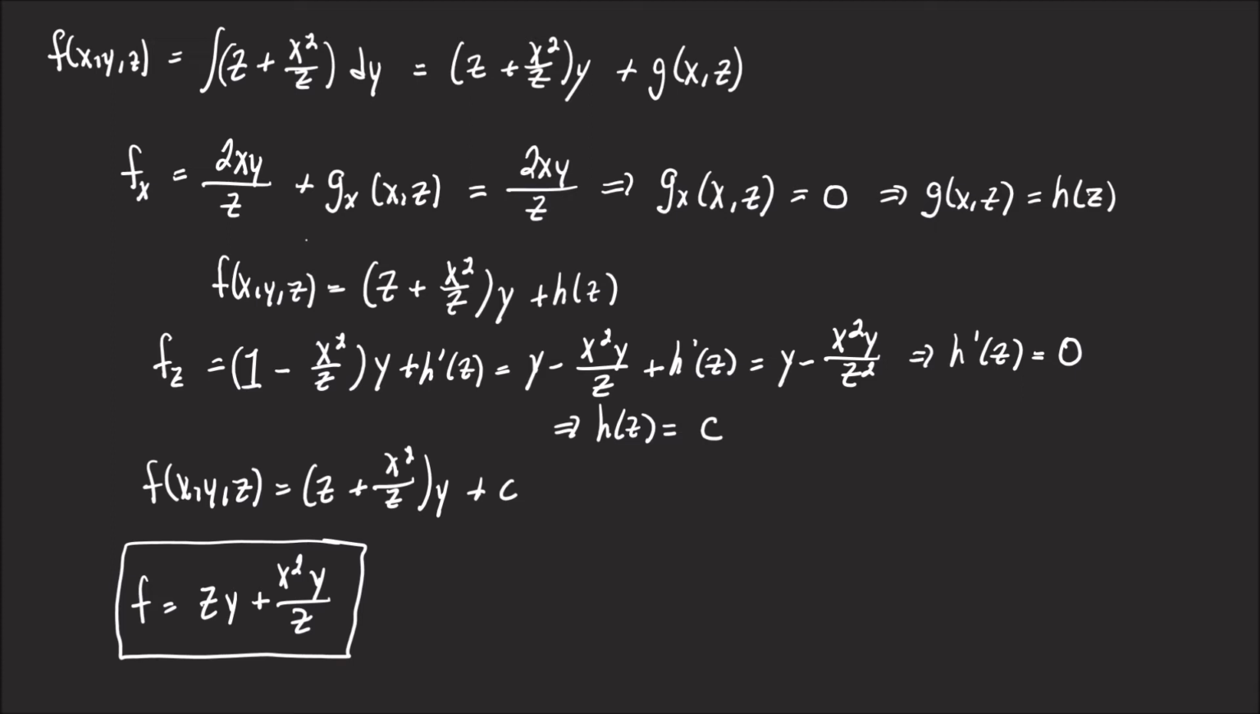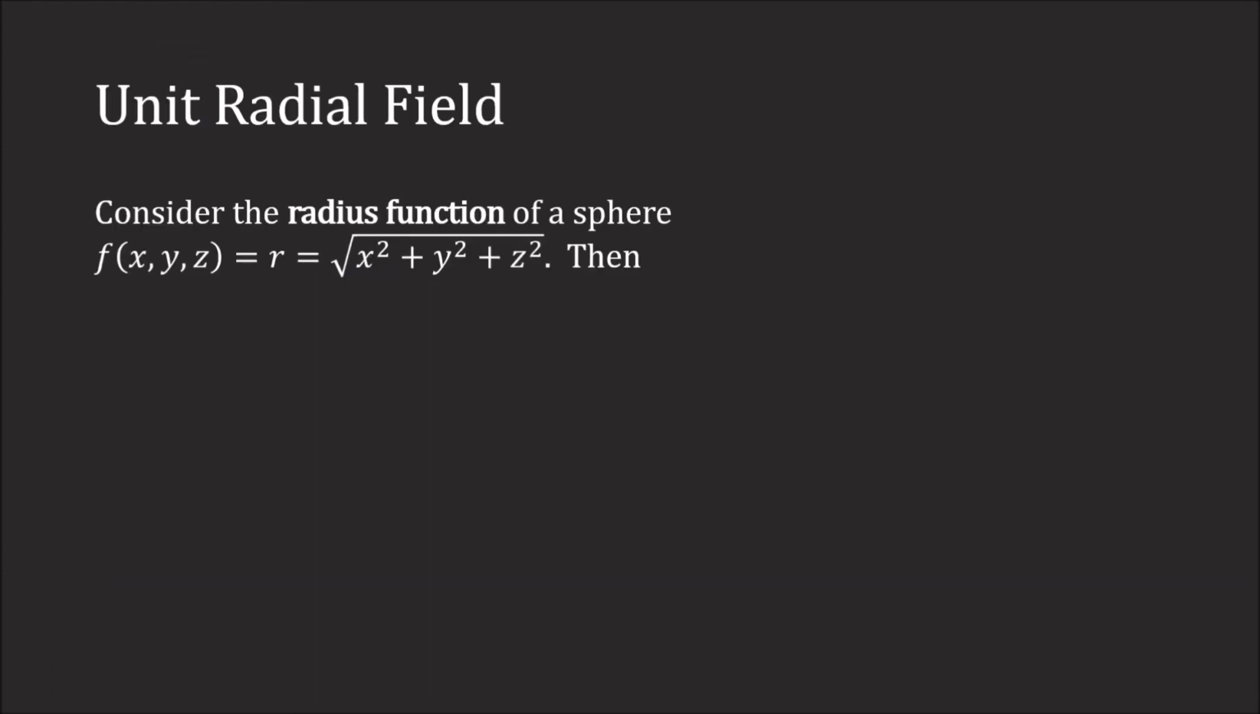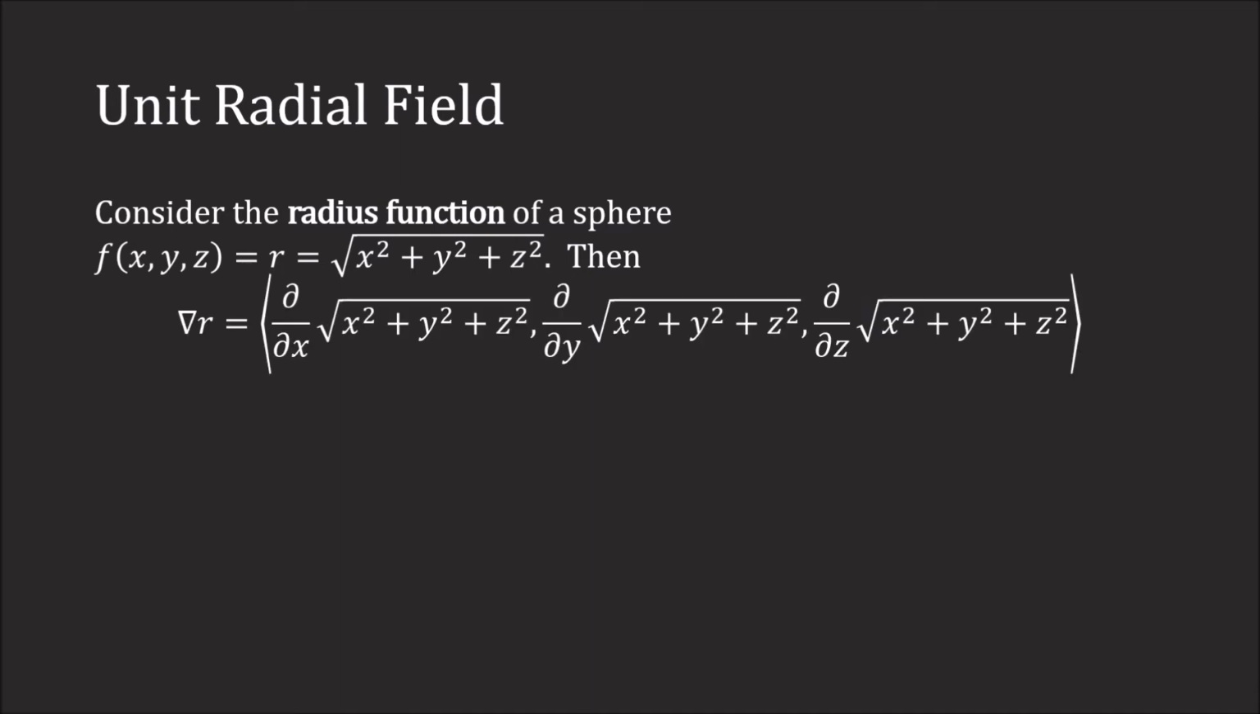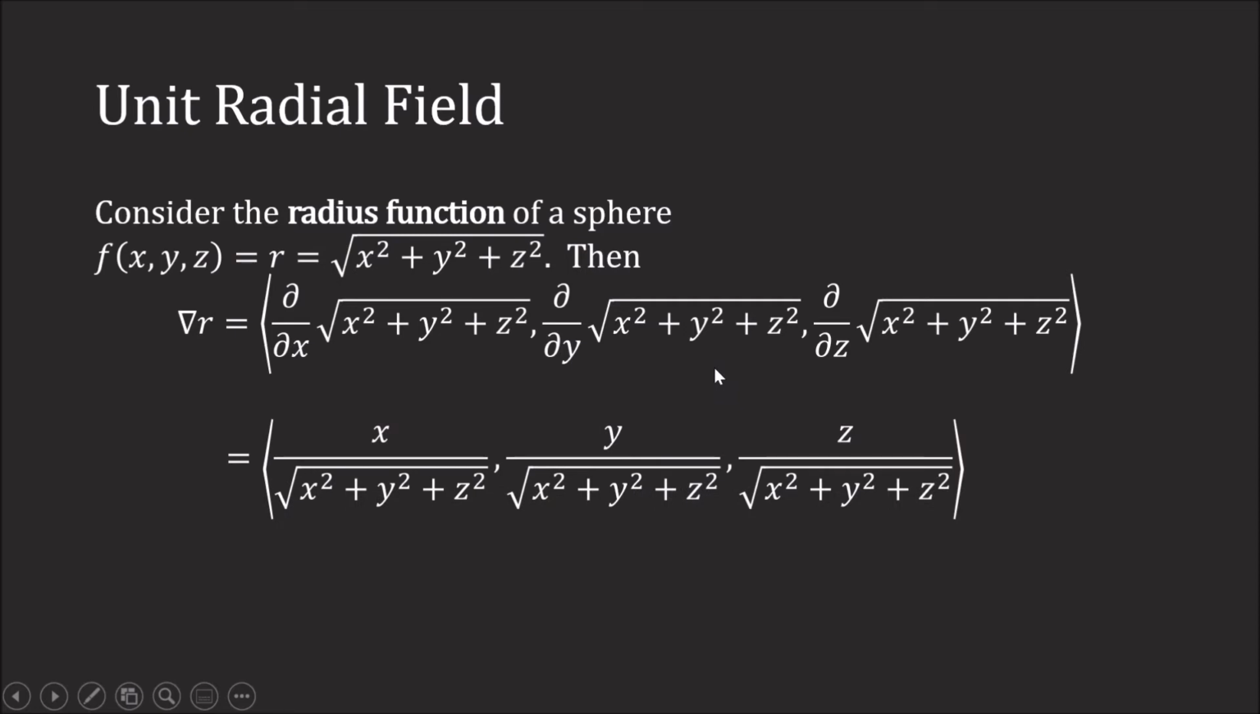All right, let's look at a special type of conservative field known as the unit radial field. So consider the radius function of a sphere, that is, r is equal to the square root of x squared plus y squared plus z squared. Then the gradient of r is this, right? Partial partial x of this, partial partial y, partial partial z. When you do this out, you'll get x over r, y over r, z over r. Now we call this the unit radial field.